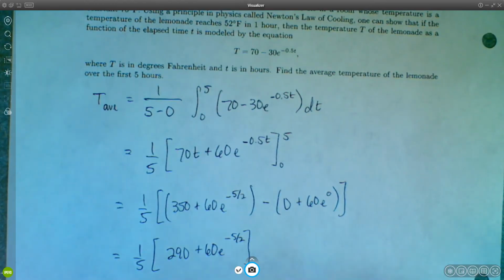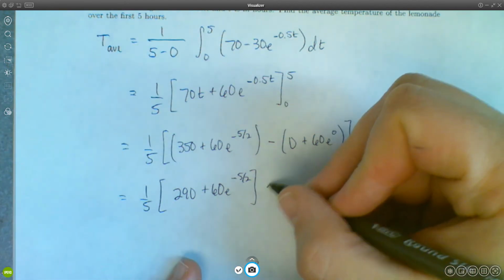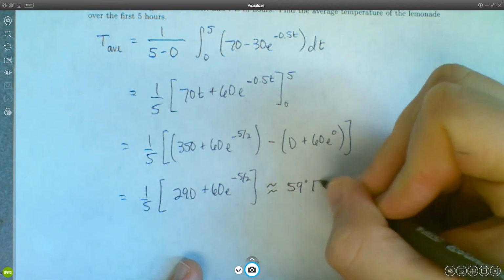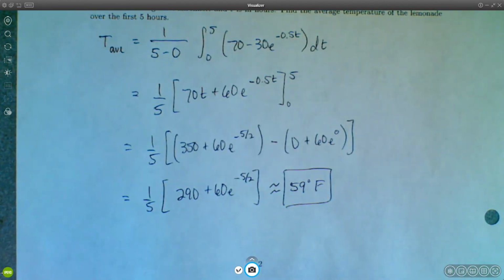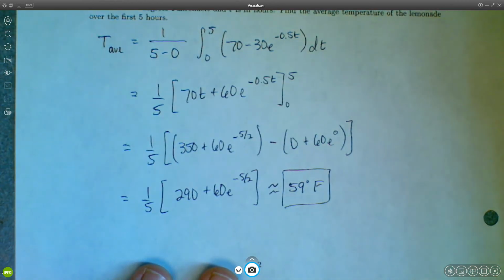Let's punch that into our calculator, see what we get. So I've got 1/5 times 290 plus 60 e to the negative 5 halves. That comes out to about 59 degrees. So about 59 degrees Fahrenheit over the course of those first 5 hours. Okay, well, so there you go.